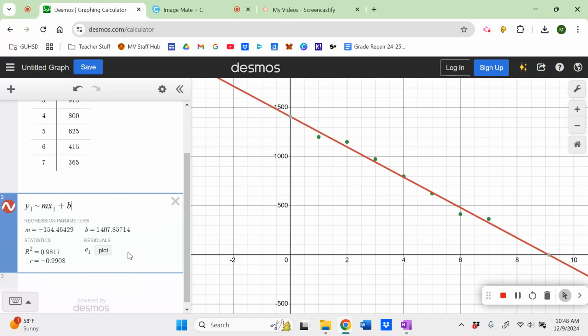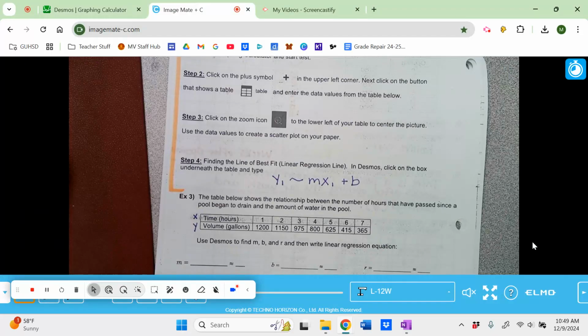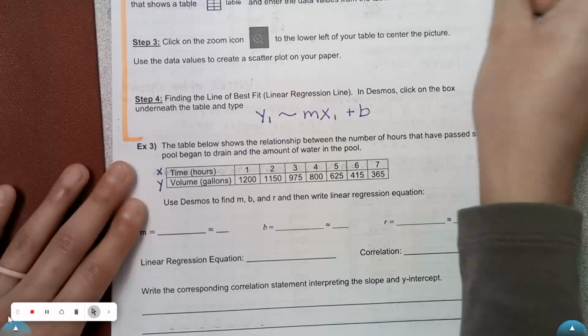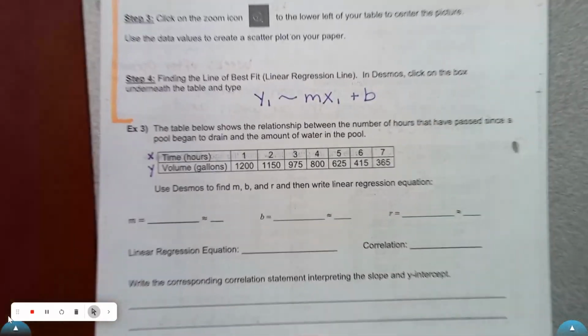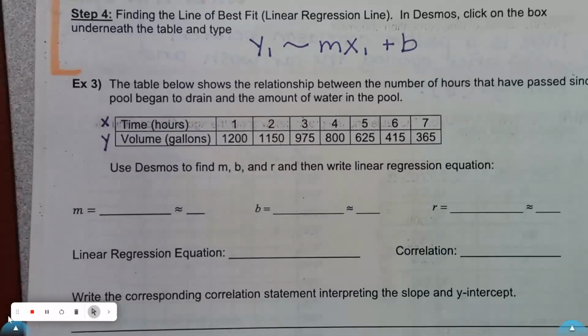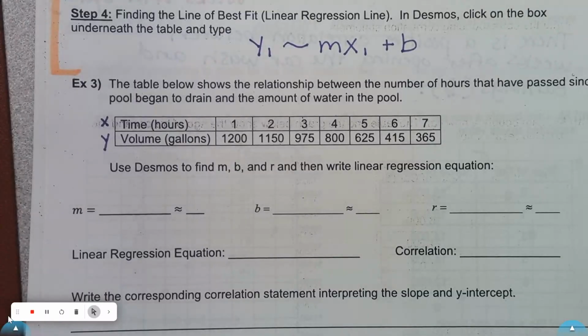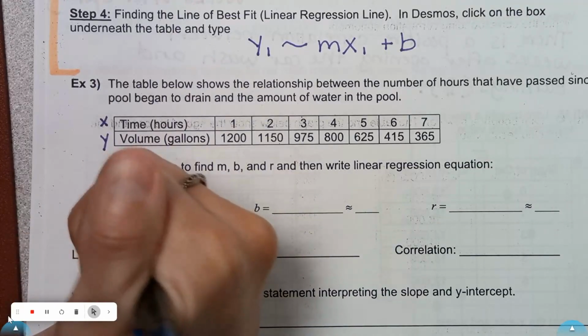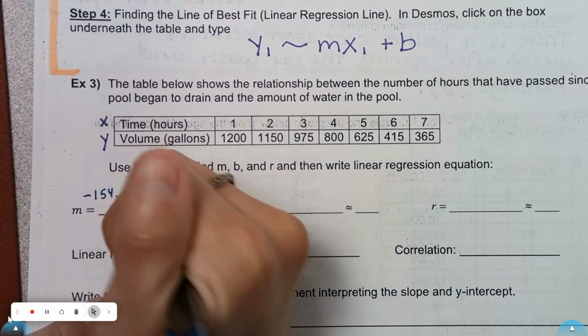Okay, so these are the numbers that I'm going to write on my paper. So I'm going to switch my screen so that you can see where I'm writing these numbers down. But it's these numbers that are right here, okay? All right. Okay, so then for m, here, let me zoom in a bit. For m, you have a big number, and I'm going to write all of it. I have negative 154.46429.